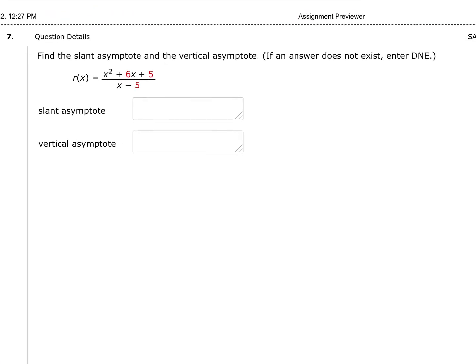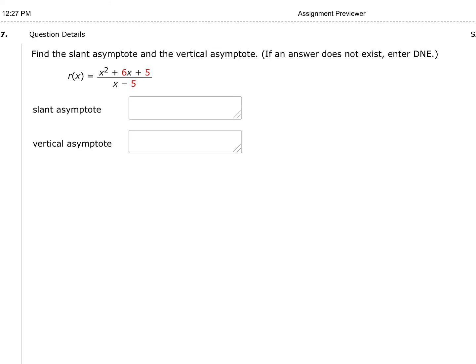For our next one, we have r of x is equal to x squared plus 6x plus 5 over x minus 5. To find your slant asymptote, divide the numerator by the denominator using long division. You're going to have that x minus 5 on the outside, the x squared plus 6x plus 5 on the inside. X times what is x squared? X. So x times x is x squared. X times negative 5 is negative 5x.